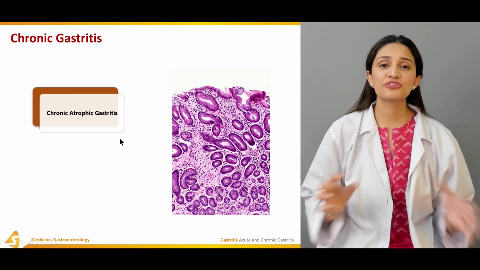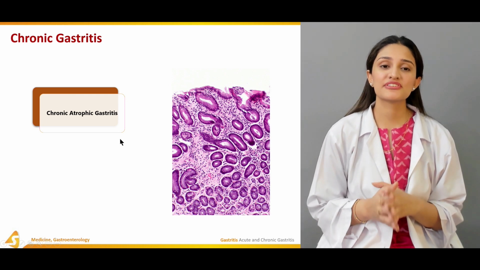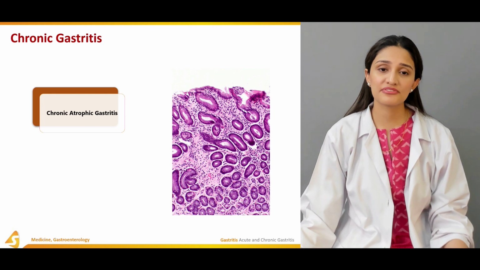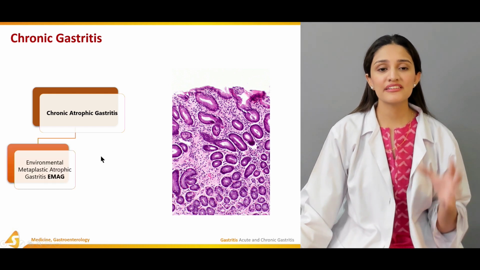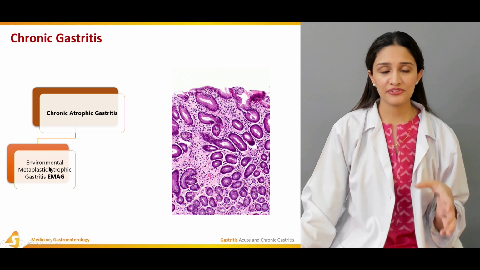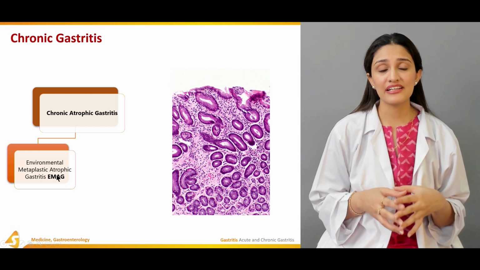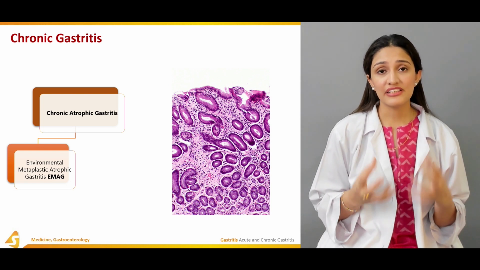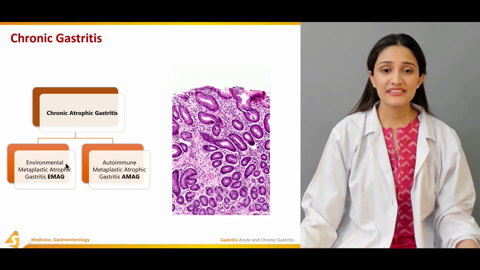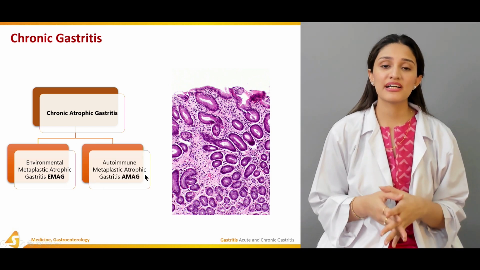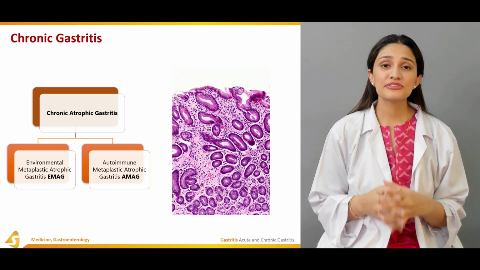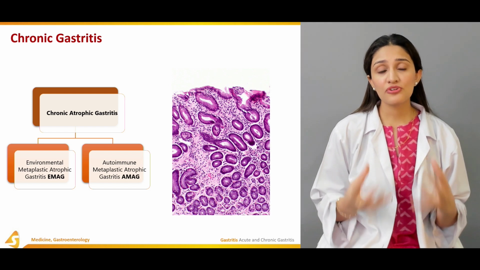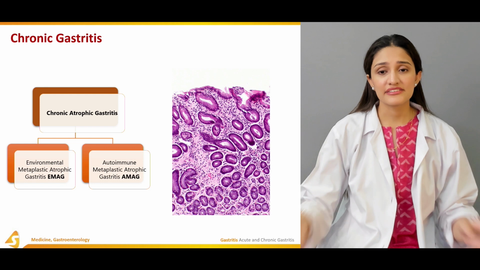So if we talk about chronic gastritis classification, it is divided into two types of gastritis. First being the environmental metaplastic atrophic gastritis, which is also called multifocal atrophic gastritis. And the second being the autoimmune metaplastic atrophic gastritis, which is also called diffuse corporal gastritis.